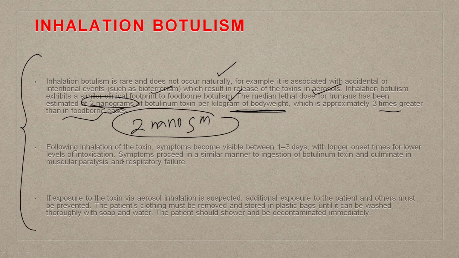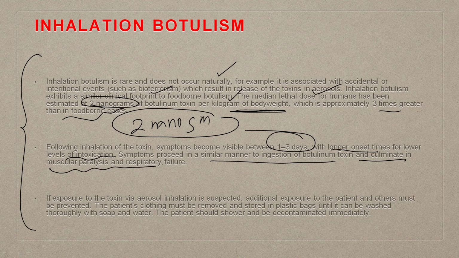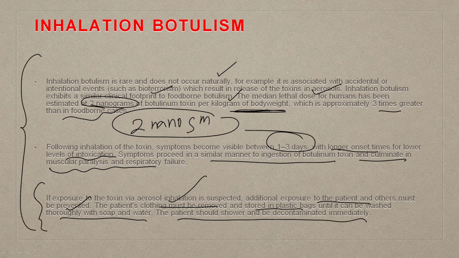Following inhalation of the toxin, symptoms become visible within 1 to 3 days, with a longer onset time for a lower level of intoxication. Symptoms proceed in a similar manner to ingestion of botulinum toxin and culminate in muscular paralysis and respiratory failure. If exposure to the toxin via aerosol inhalation is suspected, additional exposure to the patient and others must be prevented. The patient's clothing must be removed and stored in plastic bags until it can be washed thoroughly with soap and water, and the patient should shower and be decontaminated immediately.